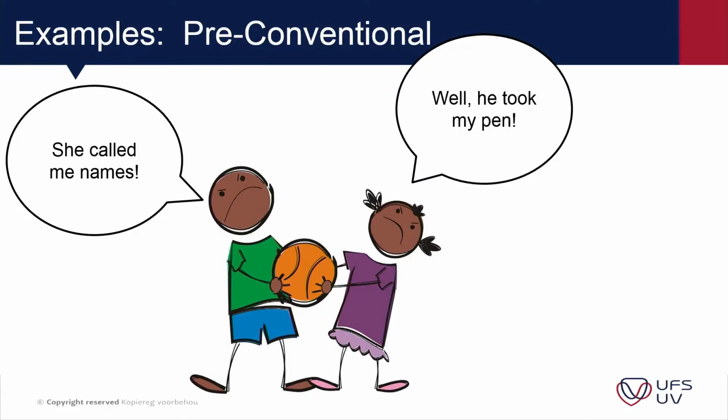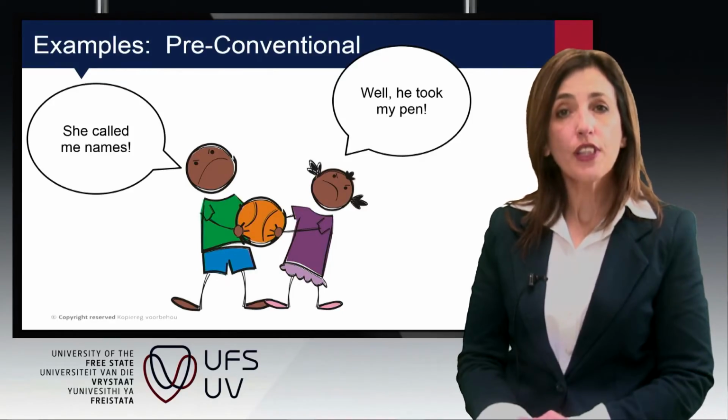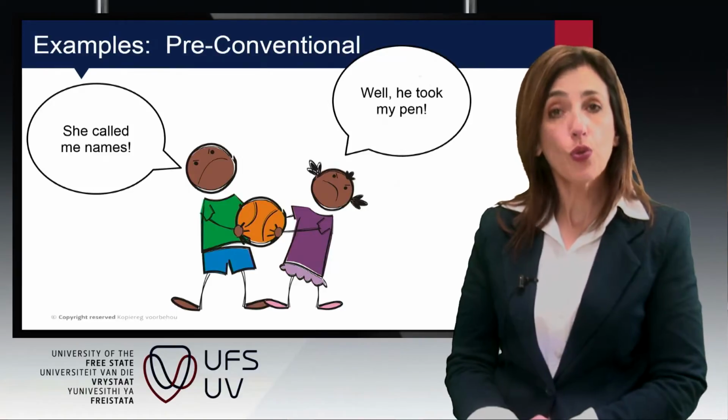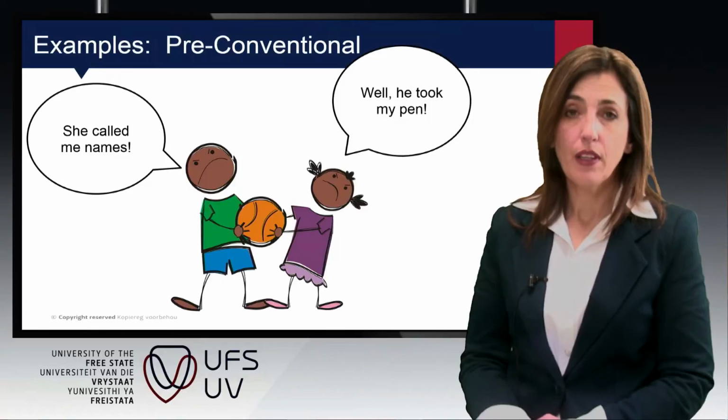To help you to understand Kohlberg's theory better, here are some examples from classrooms. In the pre-conventional level, 2 children are arguing and the teacher asks for an explanation. One child says, "She called me names," and the other says, "Well, he took my pen." Another example would be a child offers to go to the back of the line for school lunch if he can be the first to go out for break.